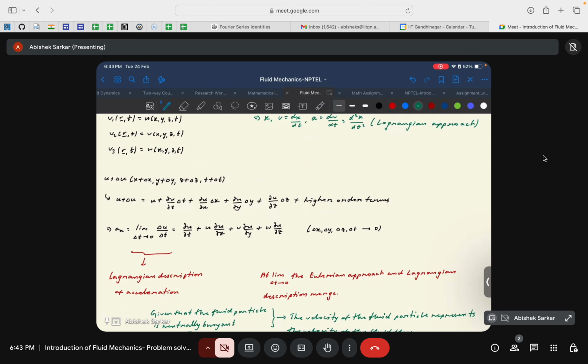Then what we need to do is find the velocity at an instance of time. Say I'm considering the x velocity component, so let us find how the x velocity component varies with time. For a certain time, say delta t, the velocity field has evolved from u to u plus delta u, and the corresponding position vector is x plus delta x, y plus delta y, and z plus delta z, and t plus delta t.